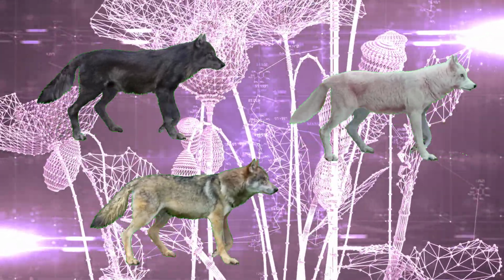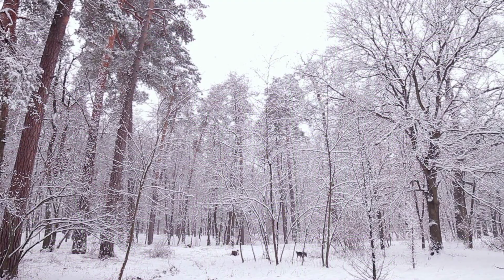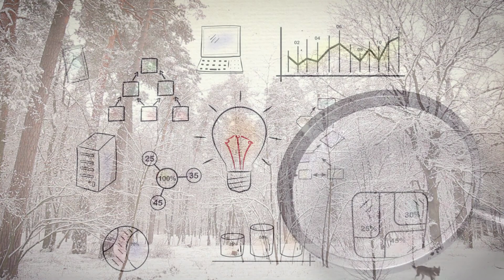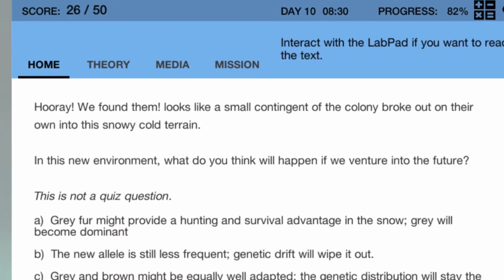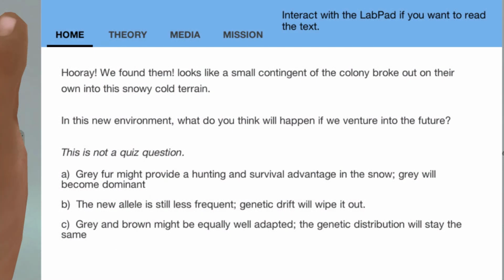Maybe migration did occur. I'm picking up weak colony life signals in an unexpected and previously unmapped location. Hold on, let me triangulate it. Hooray, we found them. Looks like a small contingent of the colony broke out on their own into this snowy cold terrain. In this new environment, what do you think will happen if we venture into the future?